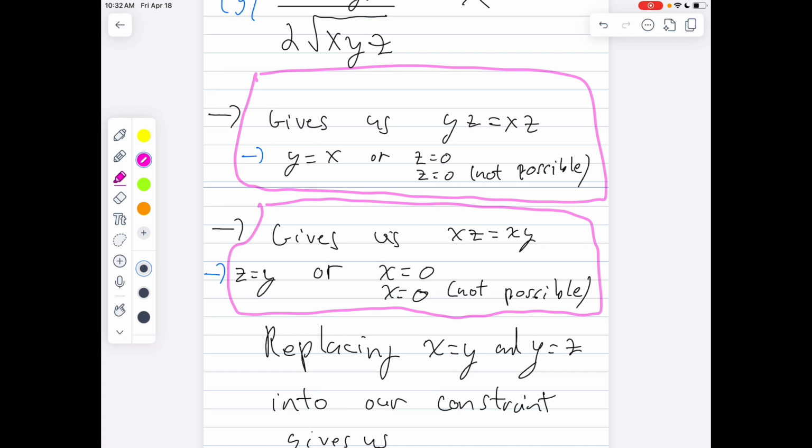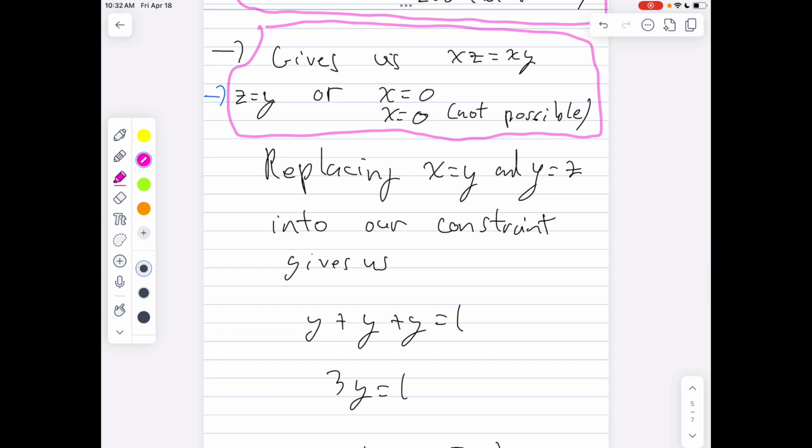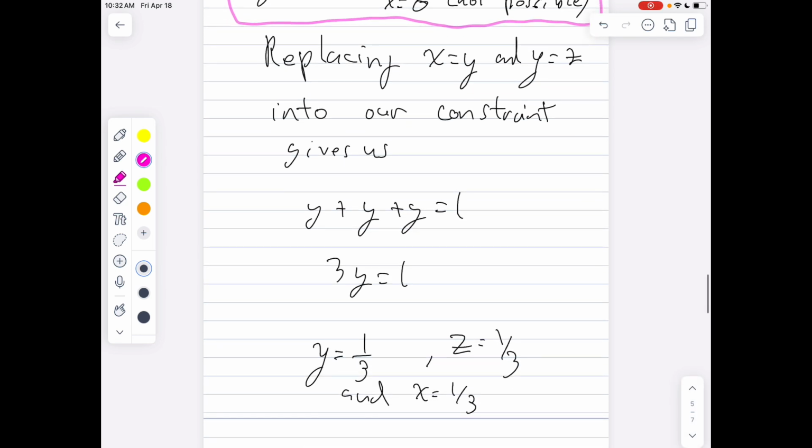So yeah, if you took x equals y and y equals z, as I have it written, and you replace those variables, you get y plus y plus y equals 1. So y equals a third, z equals a third, and x equals a third. So that point right there can give us a possible maximum or minimum. Okay, we'll take a look at that for a second.